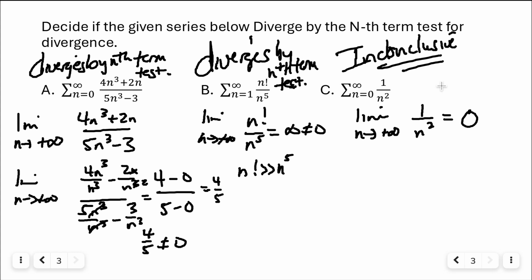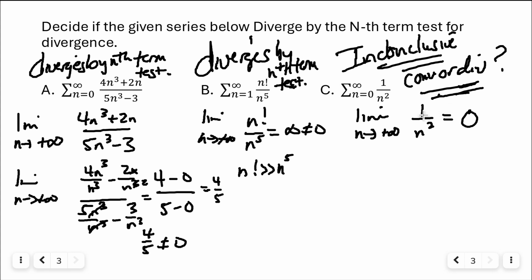So this series is inconclusive. I don't know what this series does. It might converge, it might diverge. The one thing I do know is that this series does not diverge by the nth term test, because I got 0 for the limit. So I don't know if it converges or diverges. What I'm going to have to do is use another test. Right now we don't know enough tests, but I'd have to use another test to determine its convergence or divergence. And that's how the nth term test works.